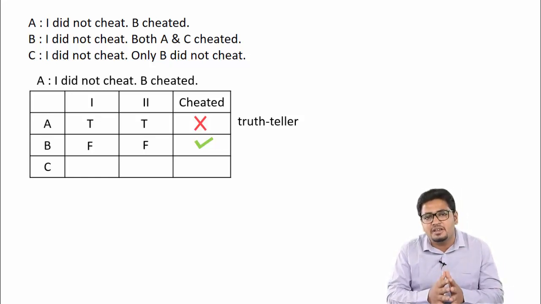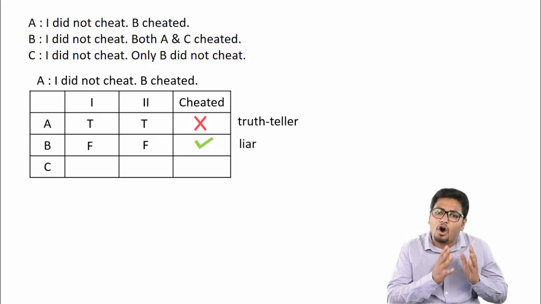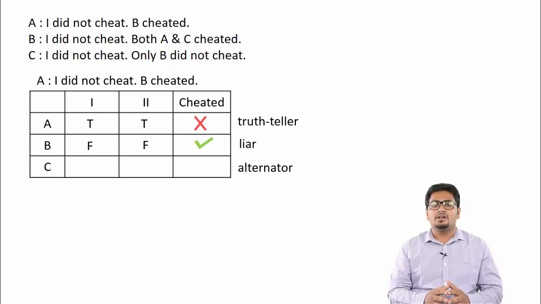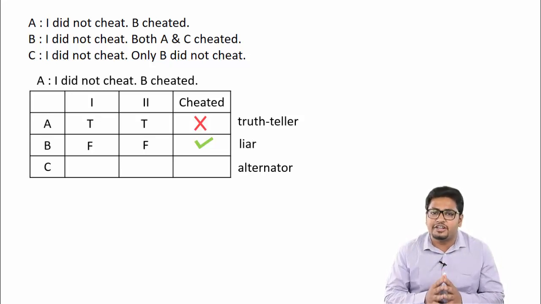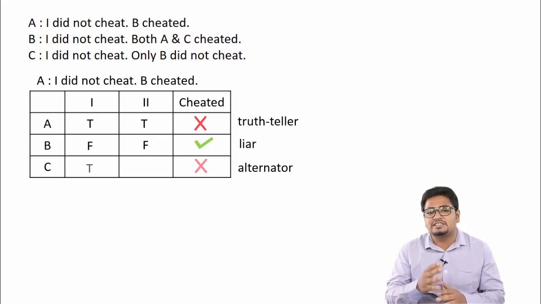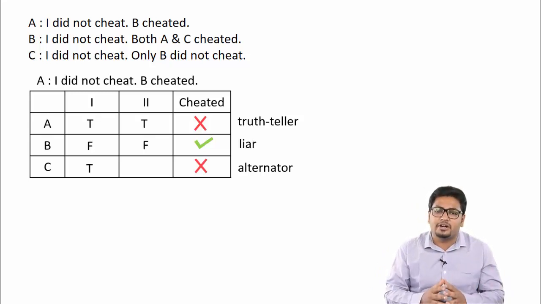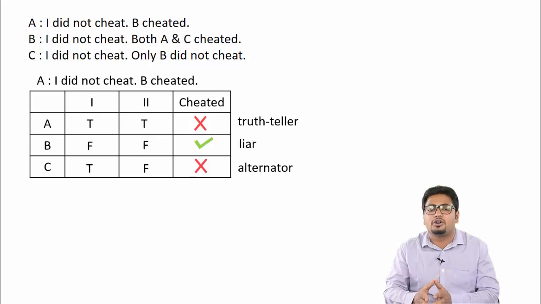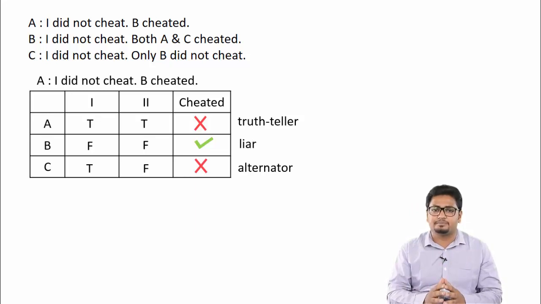That means B becomes the liar, which implies that C should be the alternator. Now, if we look at the statements by C, his first statement, "I did not cheat," becomes true because the second statement of B is false. And his second statement, "Only B did not cheat," becomes false because A and C both did not cheat. This confirms that C is the alternator.